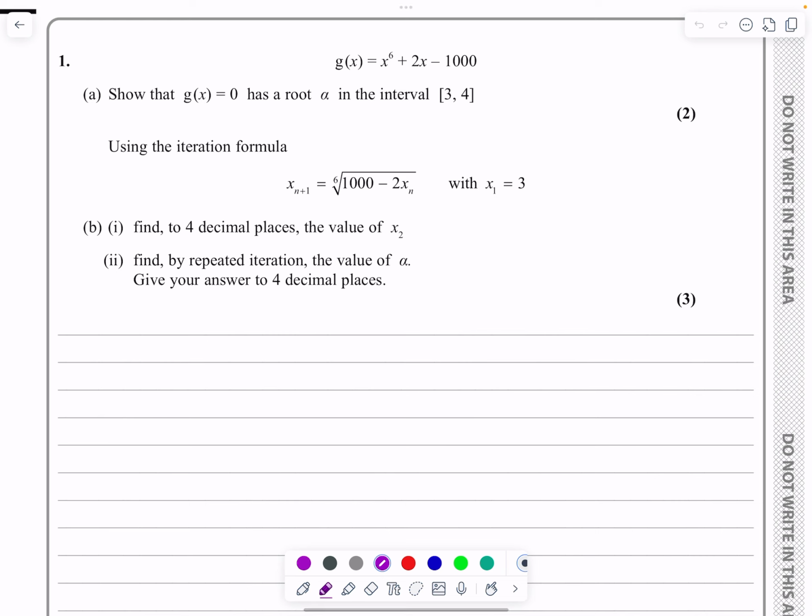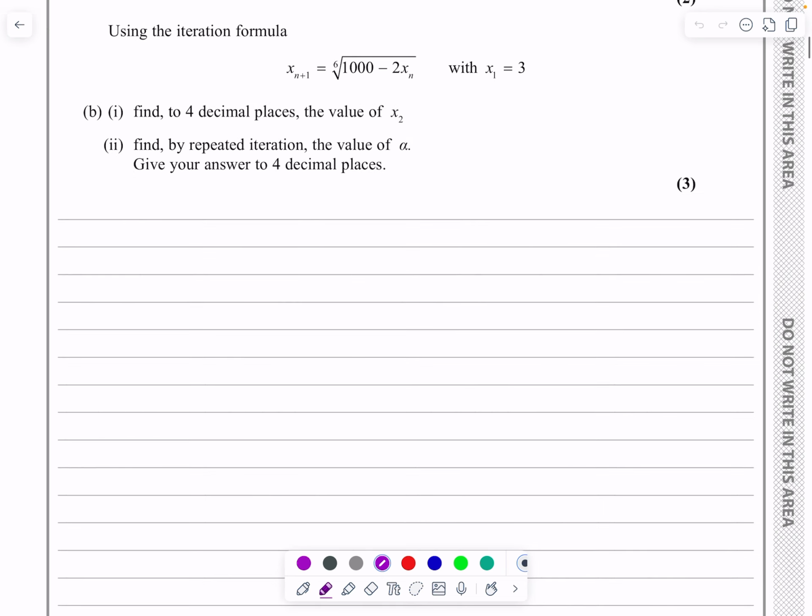So it says, show that g(x) has a root alpha in the interval 3 to 4. So you should know how to do that. Let's make sure we get all our language correct when we're looking at this question. So first thing to do is to say g(x) is equal to x^6 + 2x - 100. And what we're going to do is sub in 3 and see what we get. 3^6 + 2 lots of 3 - 100. That works out to be -265.